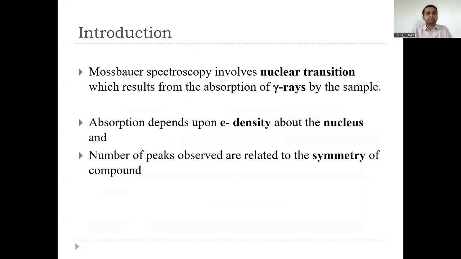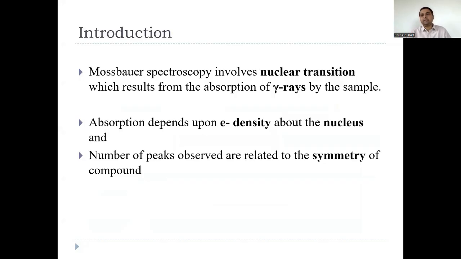Now, what is Mossbauer spectroscopy? Mossbauer spectroscopy involves the nuclear transition which results from the absorption of gamma radiation. So by absorption of gamma radiation, there will be a nuclear transition. In the case of NMR, we have a change in the rotational energy level. In the case of IR, we have a vibrational energy level change. And in UV visible spectroscopy, we have a change in the electronic energy level.